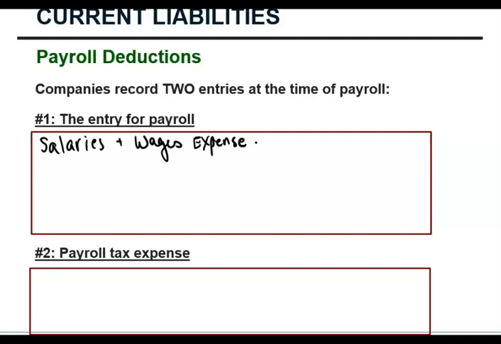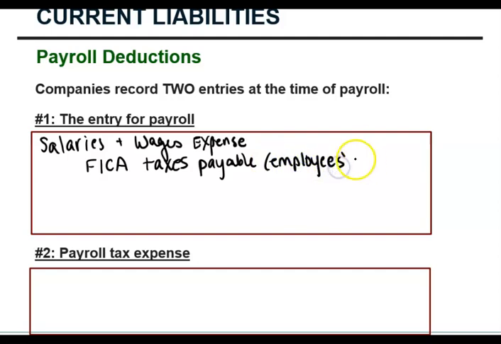Then we're going to credit more than just cash. Companies need to pay taxes to the government, several different types of taxes. So this expense that we're recording first is the taxes that the employee actually has to pay, but the company is collecting it on behalf of the employee. This first credit is for what's called FICA taxes payable. And really important to remember is that this is the employee's portion. It's being withheld by the company making payroll on behalf of that employee. And we'll talk a little bit more about FICA taxes payable at the next slide.